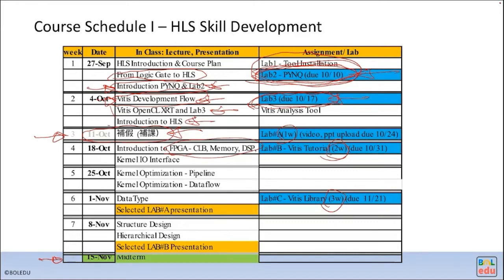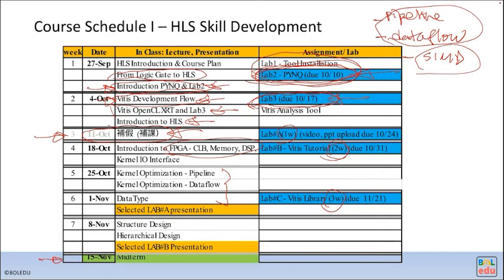And then we're talking about kernel I/O, and then we come to the very important optimization: pipeline, data flow, and data type. So in the whole kernel optimization, there are three important architectures in our optimization process. One is you want to leverage pipeline, and you want to use the data flow. Another is SIMD. I will cover this, and the SIMD is in the data type.